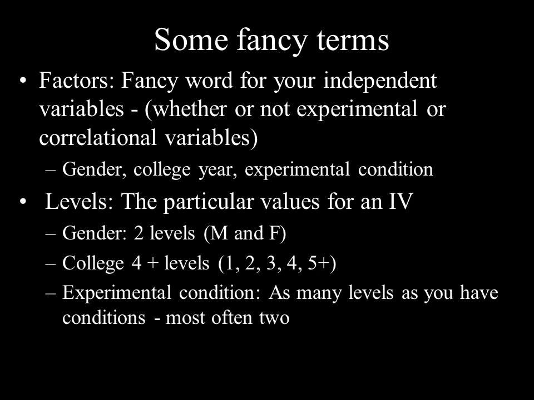Now, when we talk about the word level, we're talking about particular values that an independent variable can take. So, for instance, gender has two levels, male or female. College might have something like 4 or more levels: first year, second year, third year, fourth year, fifth year, and beyond. But an experimental condition can have as many levels as you have groups that you're randomly assigning people into.